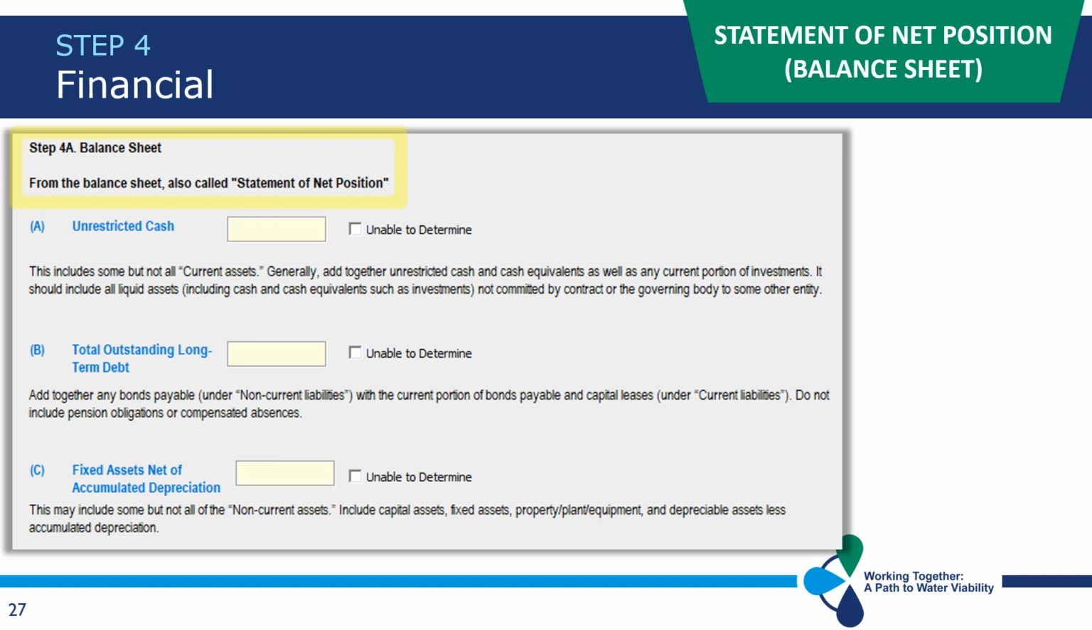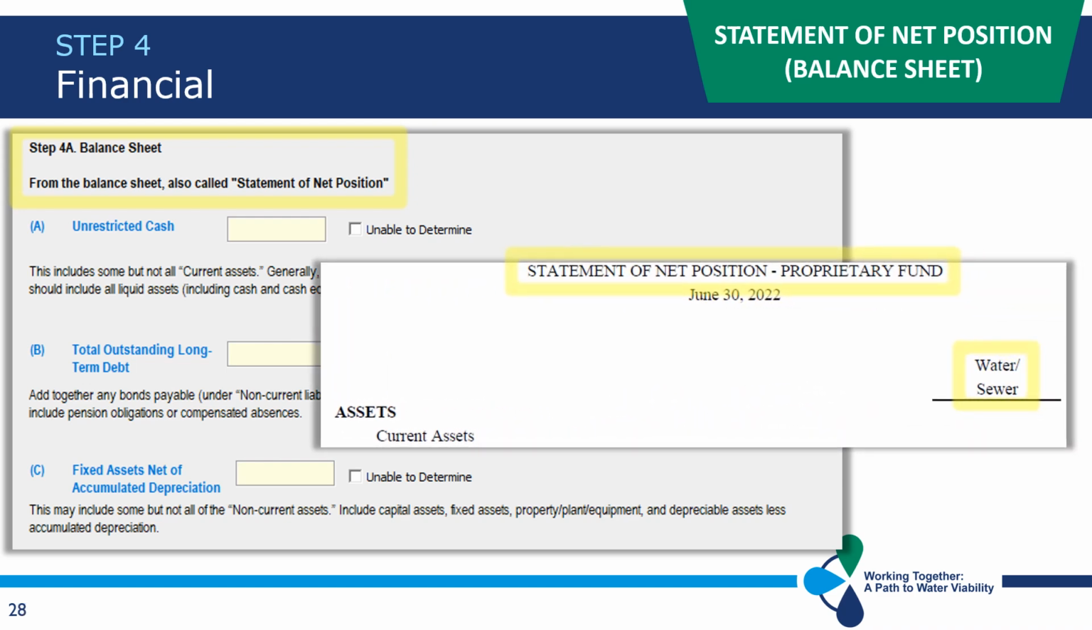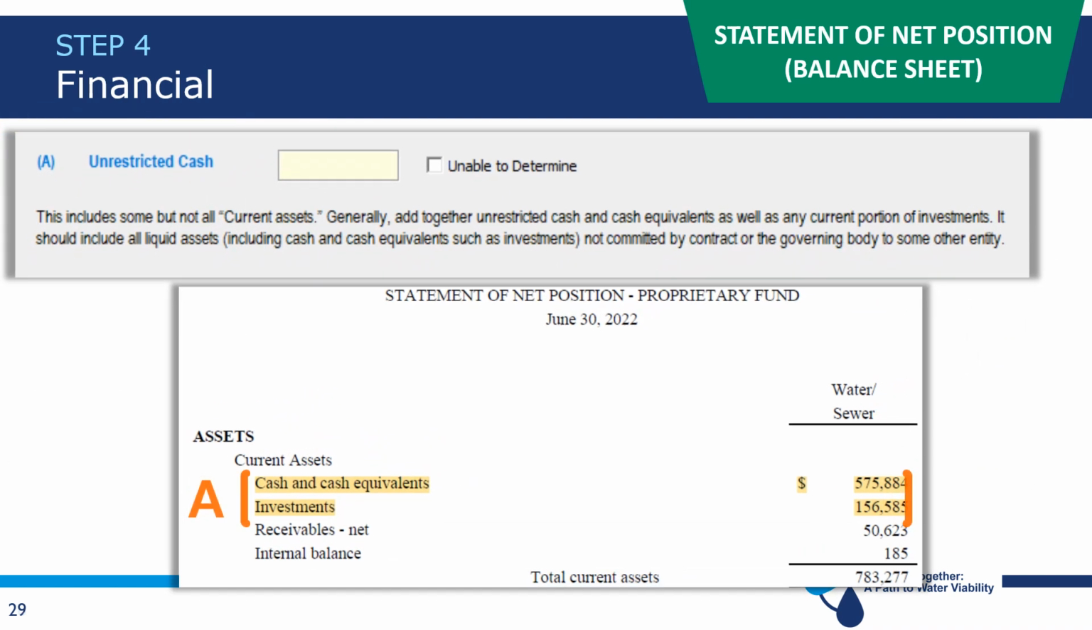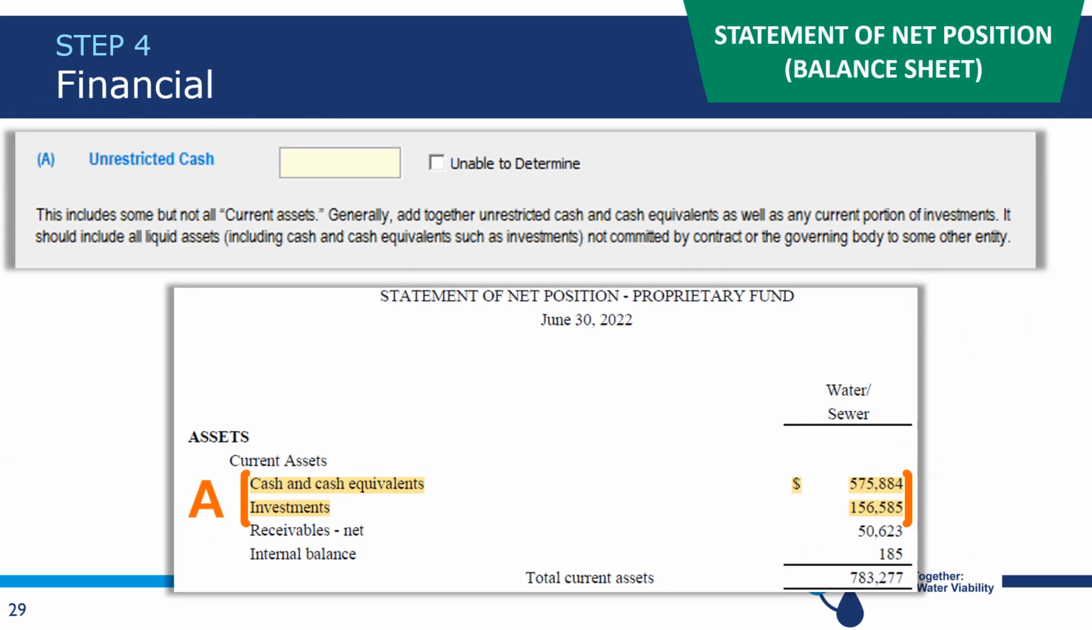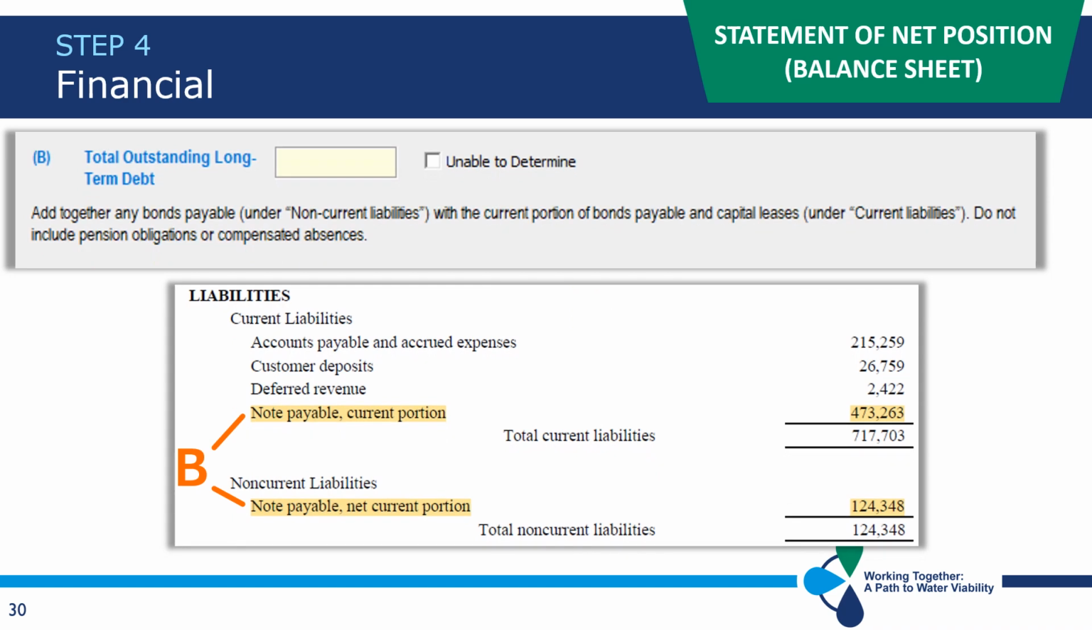Step 4A asks for 3 items that come from the statement of net position, also called the balance sheet. Unrestricted cash includes cash and cash equivalents the utility has on hand that have not been restricted by contract or by the governing body. If investments are not restricted, they should also be included. Outstanding long-term debt includes current and non-current portions of all bonds payable and other long-term notes payable. There may be multiple types of debt that need to be combined.